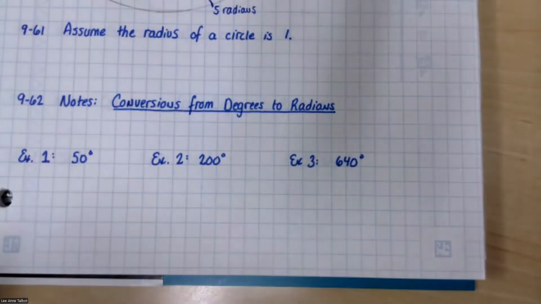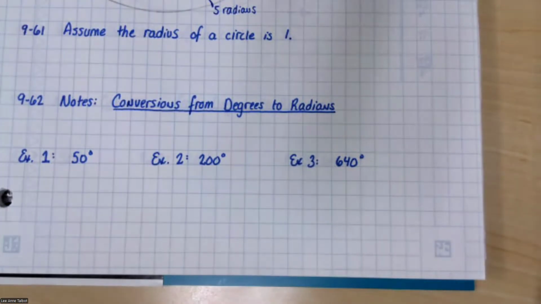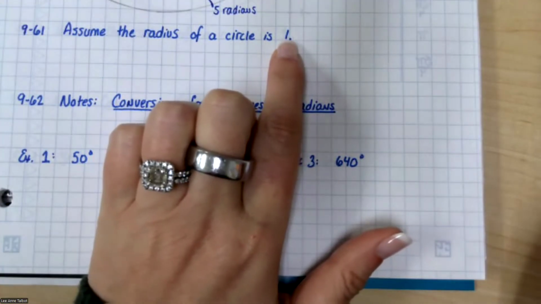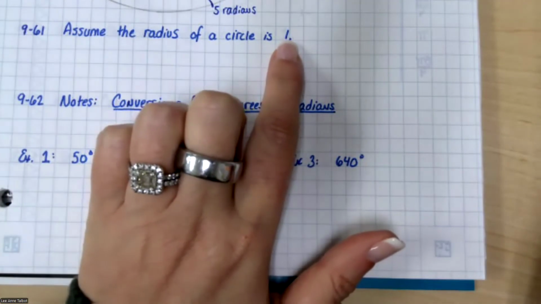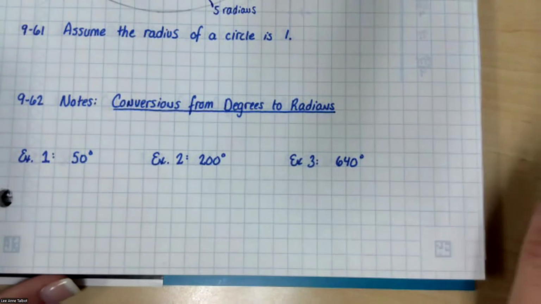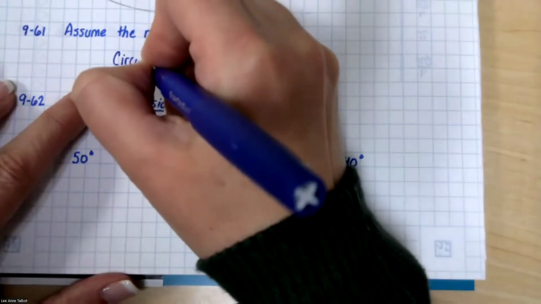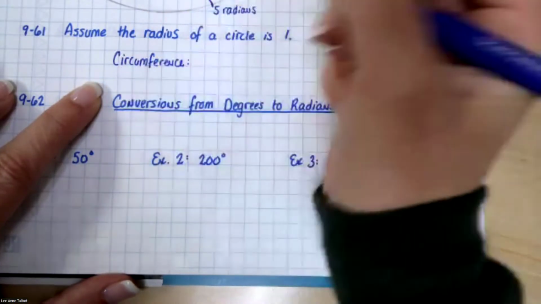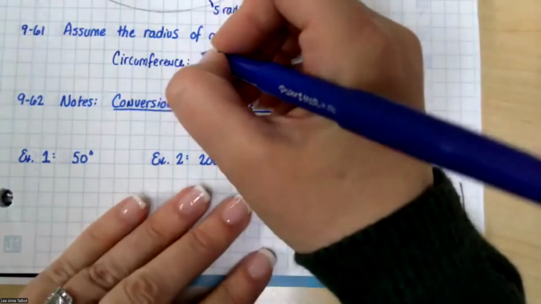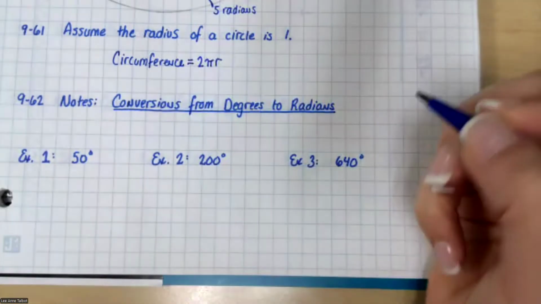All right, you guys, we're moving on. Number 61. Assume the radius of a circle is 1. And we've been working this way for quite some time. It's called the unit circle. So this is the unit circle, radius of 1. And here's something that you might have thought about, maybe not in middle school, but maybe you did. The circumference formula. Does anybody remember the circumference formula? Jacob did. 2 pi r. Yeah. Okay. The circumference of a circle is 2 pi r.